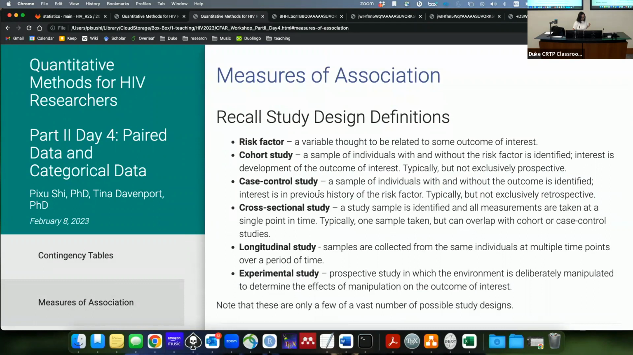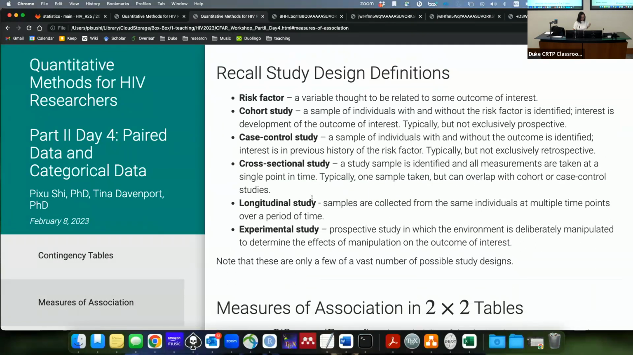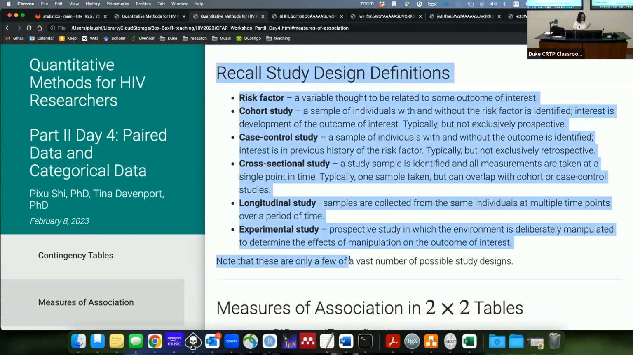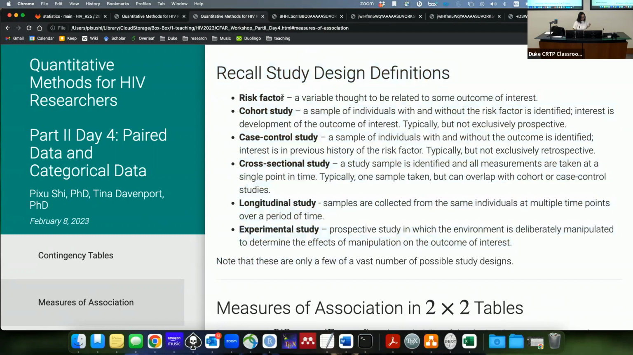So we'll also talk about that for 2x2 tables. Here, I would like to introduce a few concepts for study designs. We already talked about the risk factors, for example, exposure to certain treatment. We also have a difference between cohort study and case control study. The difference between those two is that cohort studies are mostly prospective.